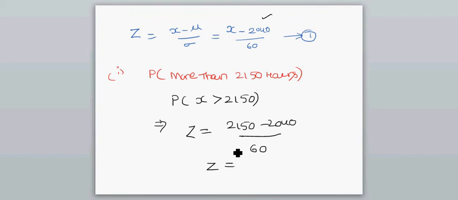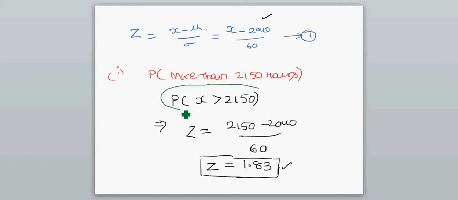And when you simplify, the z value comes as 1.83. The 3 is a recurring digit, I will stop at 2 decimal places. So 1.83. Saying x greater than 2150 is the same as saying z greater than 1.83. So the probability of x greater than 2150 is the same as calculating z greater than 1.83. Now let us see how to calculate this by using the normal distribution table.